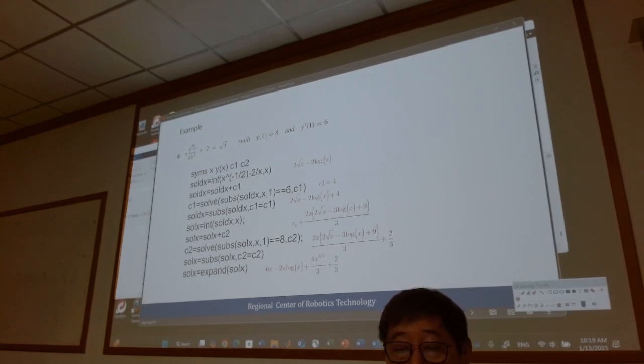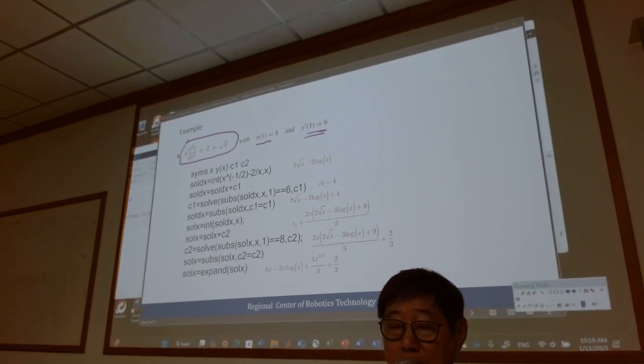Okay, look at this one. You want to solve this one with initial condition. This is what? Linear. Right? Actually, time invariant as well if you want.